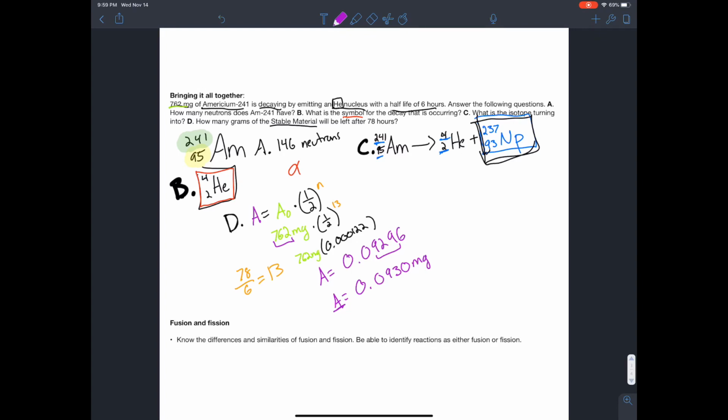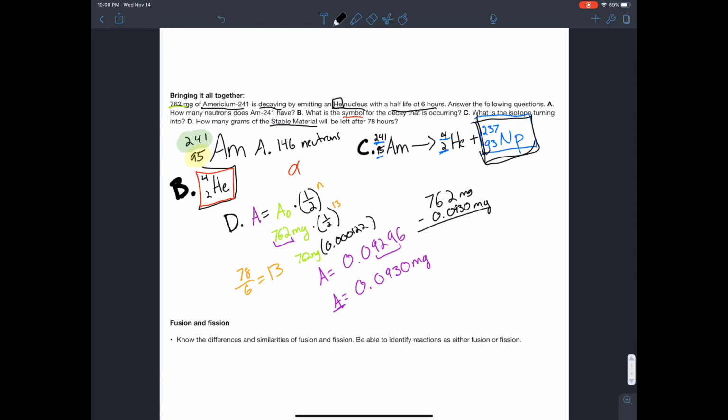Well, if you recall from the very first time we talked about half-lives, I tried to emphasize the fact that nothing just disappears out of existence entirely. So whatever you started with is how much your end product is going to weigh still. You're just going to have decayed into something new. So you started with 762 milligrams, and now all that you have left of your americium-241 is 0.0930 milligrams. I know I didn't line that up well, but that's okay.